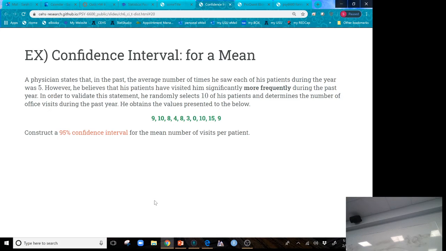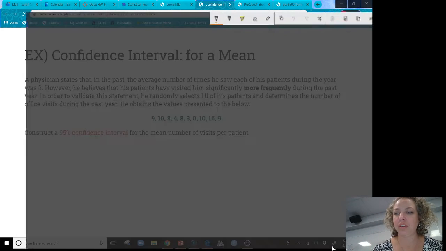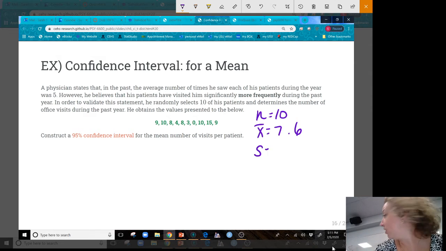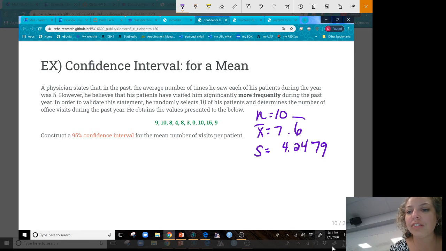So now we want to construct a 95% confidence interval. What's our best guess at the true average? 7.6 is our point estimate. That's our best guess. But how do we make a confidence interval around it? 1.96 times the standard error. So we said n is 10, x bar is 7.6, standard deviation 4.2479. So this is our best guess.